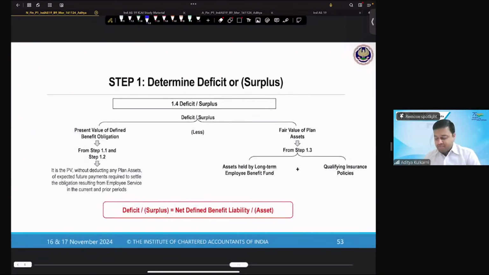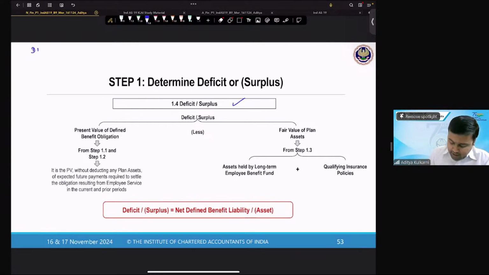All right. Now, how do I present in my financials? We arrive at something known as deficit or surplus. See, on one side, I have a defined benefit obligation. On the other side, I have plan assets. Tell me one thing. Can I use this plan assets for anything other than defined benefit obligation? No, sir. No. So I will obviously have to net it off.